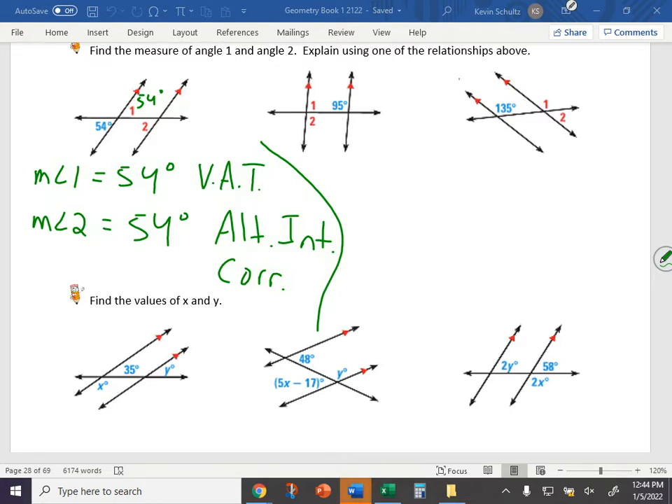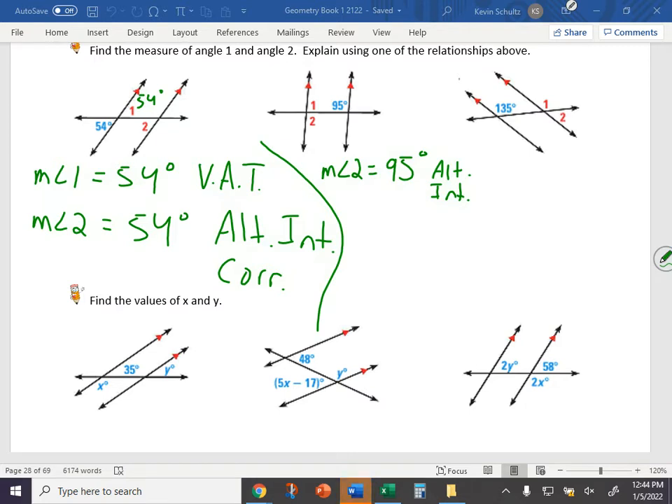Angle 2 and 95 degrees are alternate interior. Okay. So the relationship between angle 2 and our given angle is that they're alternate interior angles, right? Inside the parallel lines, opposite sides of the transversal. That relationship is they are congruent. So angle 2 has got to be 95 degrees because of alternate interior angles.